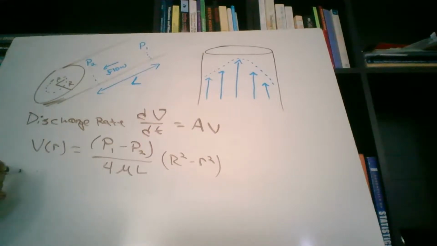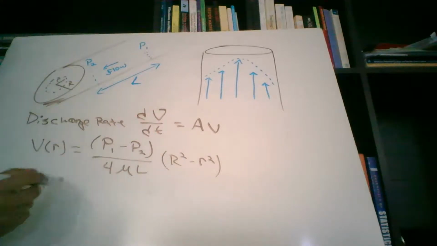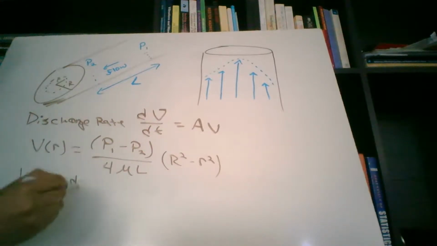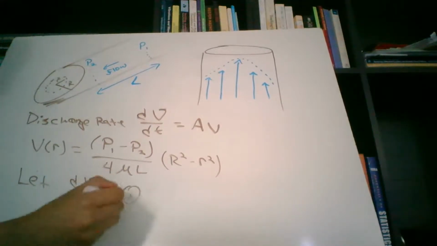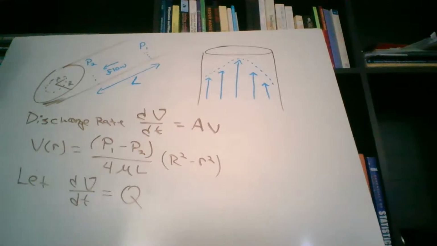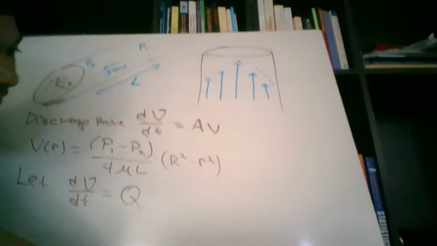I'm going to say we're going to let this thing, which is technically considered a constant, let dV over dt equal Q. So we're going to define Q as our discharge rate. If you see the letter Q, that means the discharge rate. Okay? And what we're going to do is instead of looking at the entire discharge rate, Q, we're only going to look at a little bit of the discharge rate.